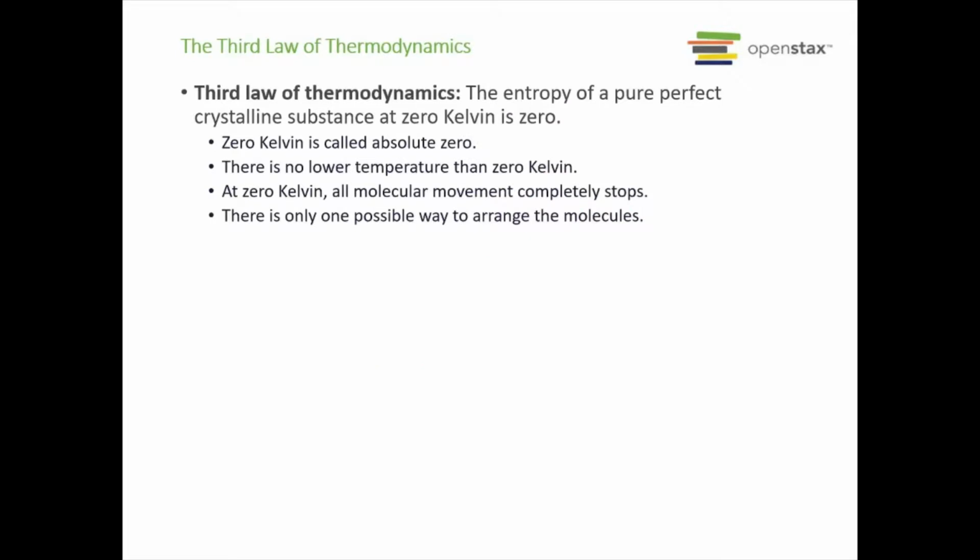So this brings us to the third law of thermodynamics. The entropy of a pure, perfect crystalline substance at 0 Kelvin is 0. 0 Kelvin is called absolute zero, and there's no temperature lower than it. It's never been achieved in a lab. It's basically impossible to achieve. They've come very, very close, may as well be 0 Kelvin, but it actually technically isn't.